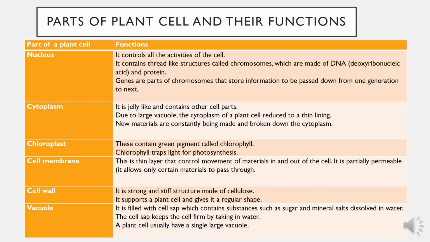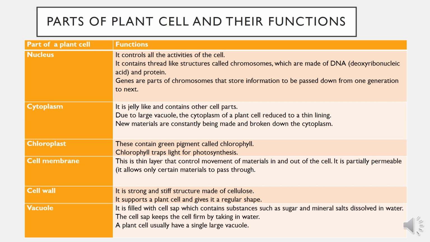Now we will discuss parts of plant cell and their functions. What is the function of nucleus? It controls all the activities of the cell. It is called the control center, as the brain is the control center of human body. Just like that, nucleus is the control center of the cell. It controls all the activities of the cell.